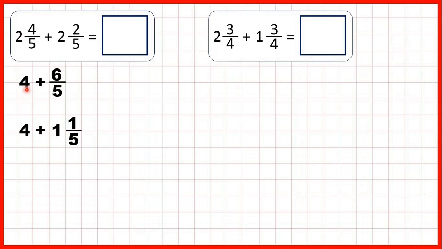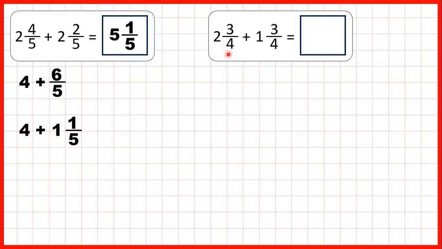So what we need to do is change those 6 fifths back into a mixed number. That's 1 and 1 fifth, because 6 divided by 5 is 1 remainder 1, or because 1 times 5 is 5, plus 1 is 6, and that's the numerator of our improper fraction. So 4 plus 1 is 5, the 1 fifth stays the same, so our answer is 5 and 1 fifth.